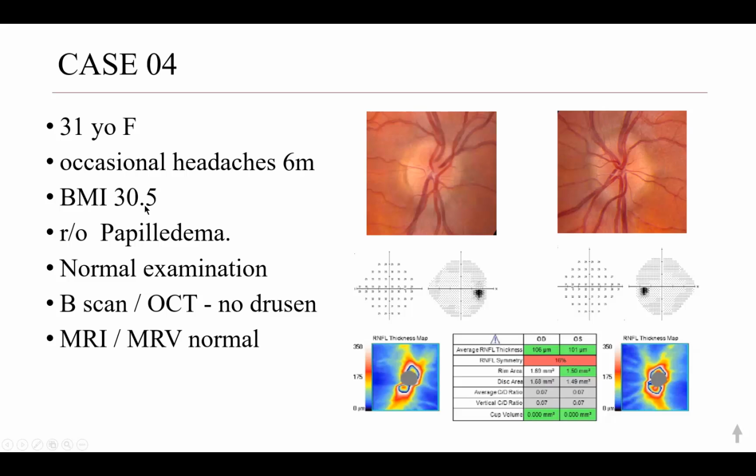Let me give you an example of how I use this. This is a 31-year-old patient, borderline obese, asked to rule out papilledema, a normal exam, no B-scan drusen or drusen by OCT. The MRI was normal. This is the appearance of the disc. The fields were normal. The OCT was normal.